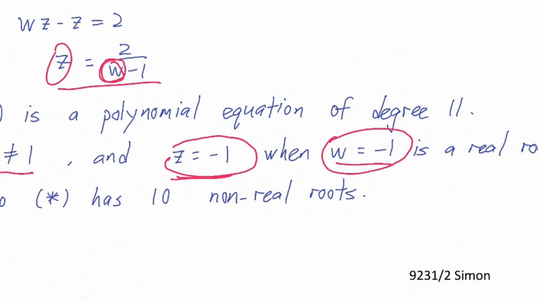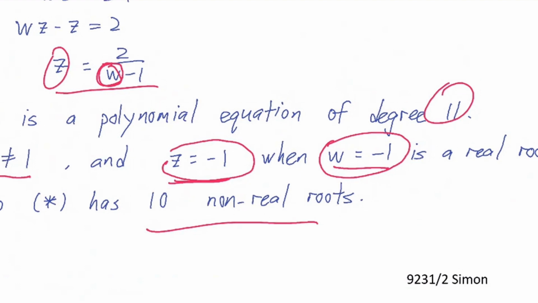real root. So here we see degree 11, supposedly we will have 11 roots, and we want to prove that there are actually 10 non-real roots here. So from there, we already identify one of the real roots: z is equal to -1. So from the 11, 1 is gone. So the remaining 10 roots here are actually non-real.